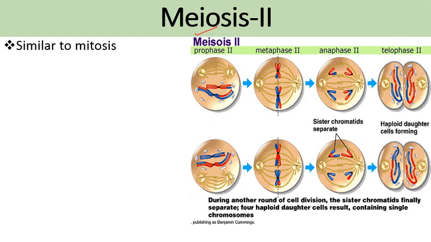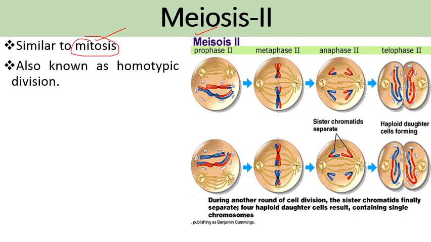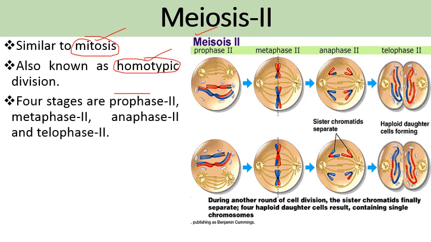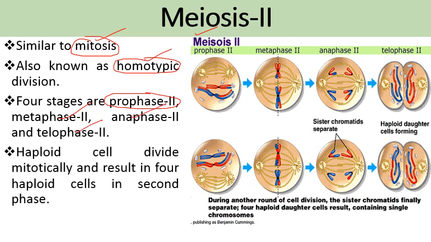Next comes meiosis II. So this is similar to mitosis. Just as we studied mitosis, it is just similar to that. So this is equational division. It is also known as homotypic division. And there occur four stages, that is Prophase II, Metaphase II, Anaphase II, and Telophase II. Haploid cell divides mitotically and results in four haploid cell formation in second phase. So total meiosis results in four cells and these all cells are haploid.